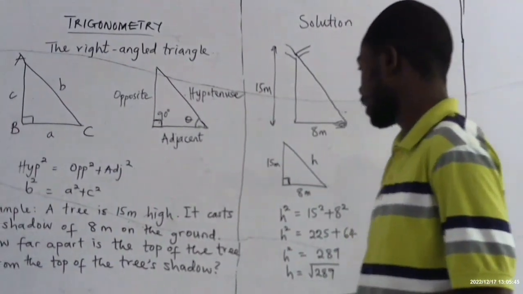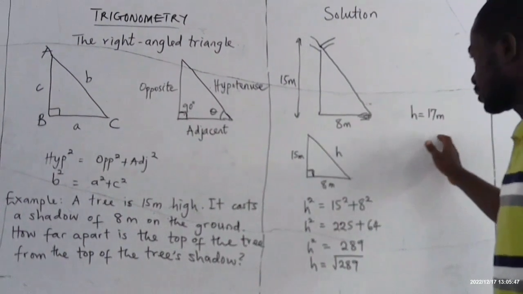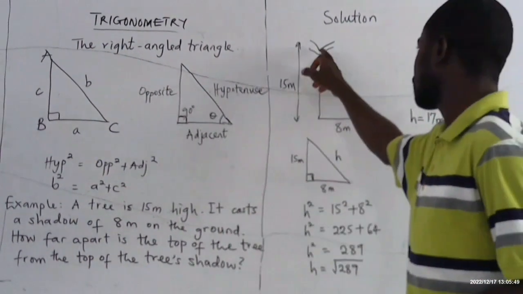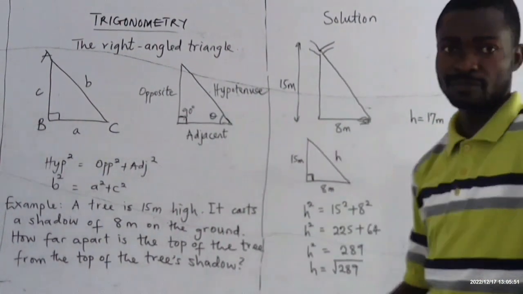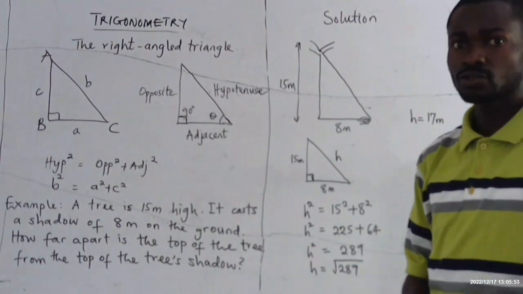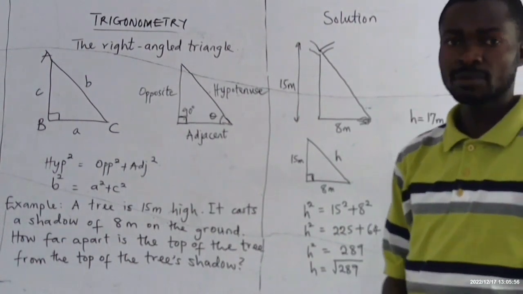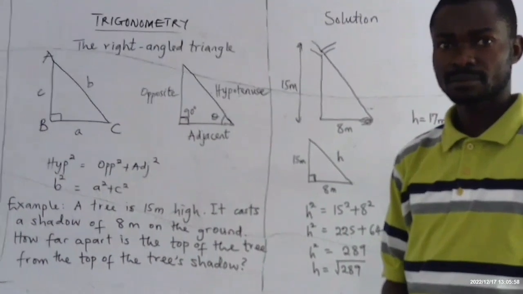That means the top of the tree is actually 17 meters away from the top of the tree's shadow. And that's just one example. We'll look at one more example before we round up.